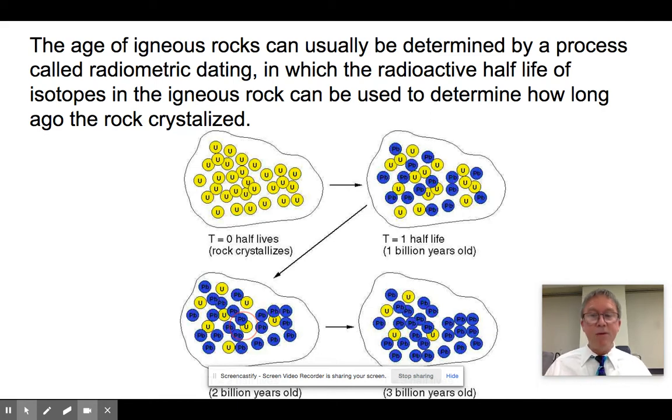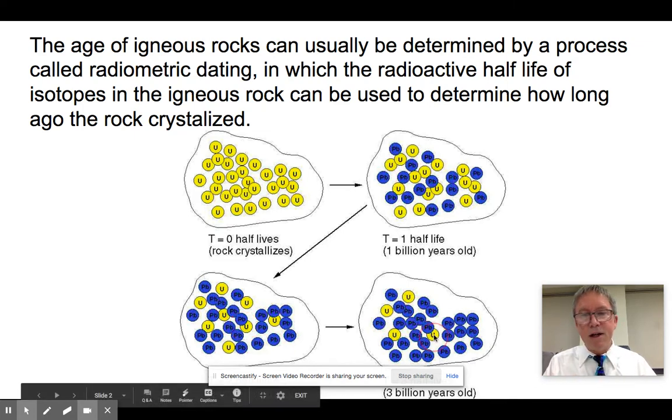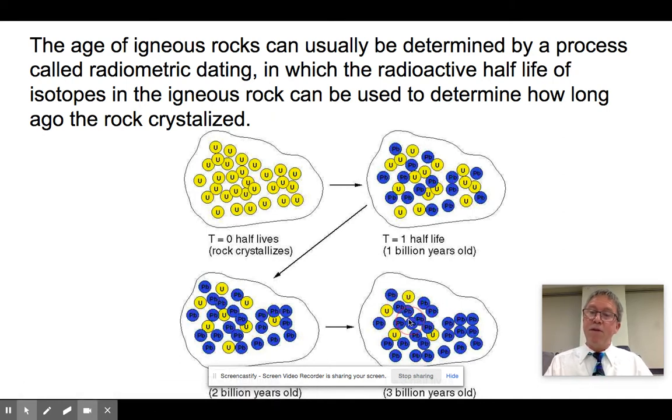Another billion years goes by. Well, now instead of having 50% or 25%, I have 12.5%. So here I look at this one. I find the ratio of the parent isotope to the daughter isotope, and if it's 12.5, I know it's been 3 half-lives. And if I know the half-life is 1 billion years, then I know the rock is 3 billion years old. So that's how we do radiometric dating.